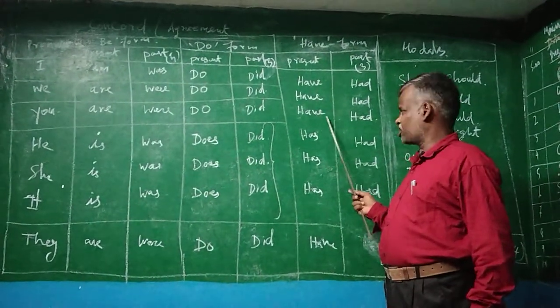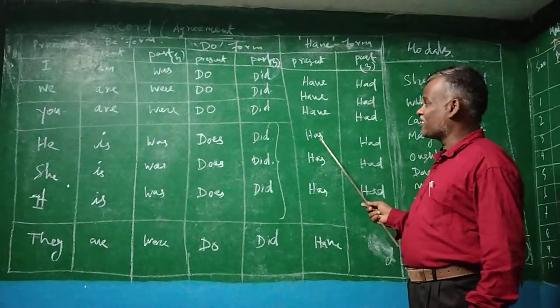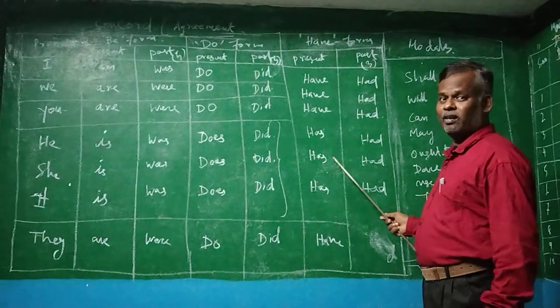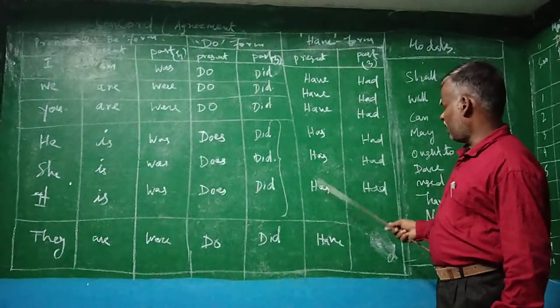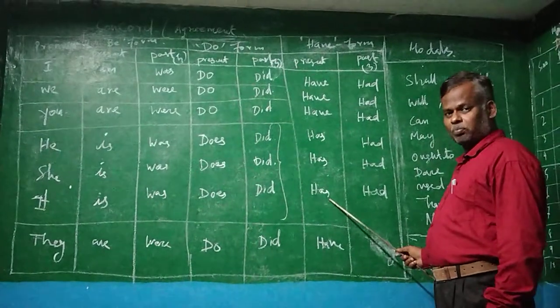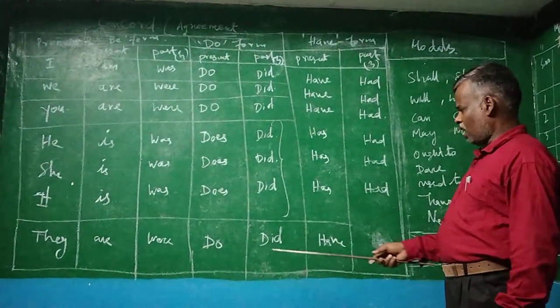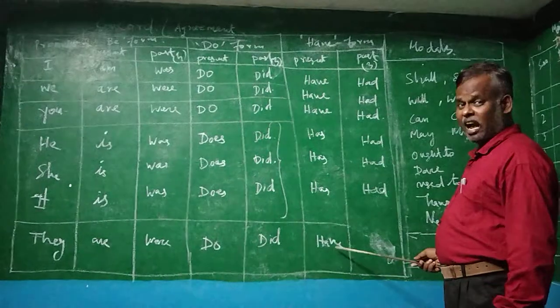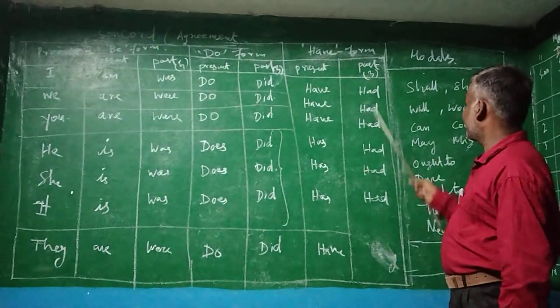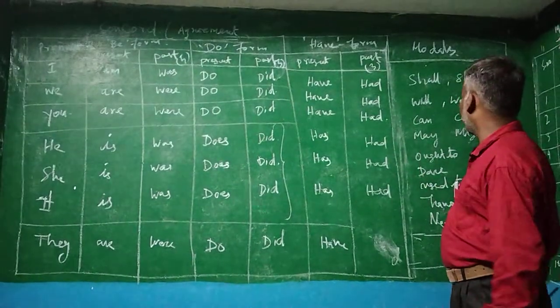You have written a letter just now. Like that. And he has done that work successfully just now. She has sung a song just now. Like that, it has slept in that place just now. And they have played football very well just now. Like that, we have to use had as the only one form.